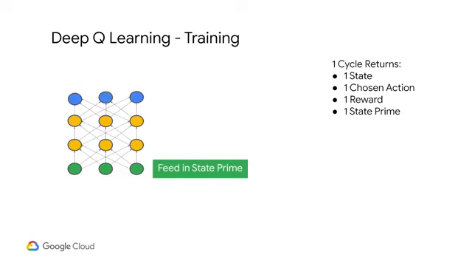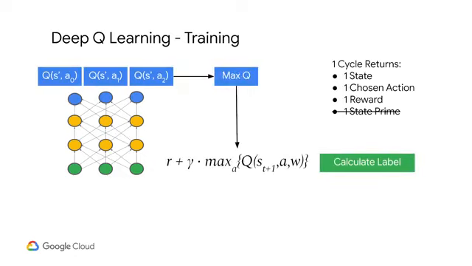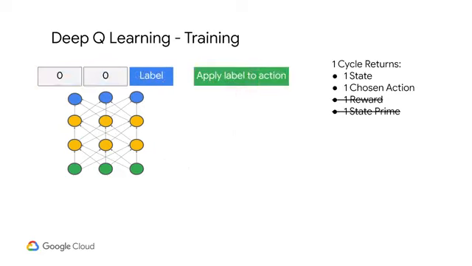We'll start by feeding state prime into our network. That will give us the predicted Q value for each action associated with S prime. We'll take the maximum value prediction and use that to calculate our label, which is the max value times our discount, added to the reward. When we prepare our label to be compared against the predicted value, we only want to update the output node corresponding to our chosen action.